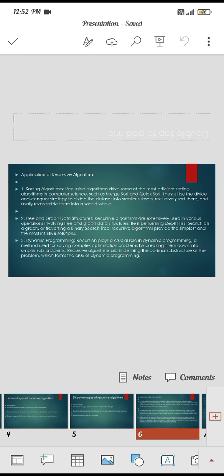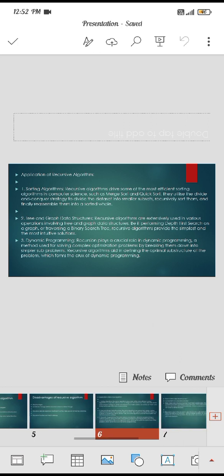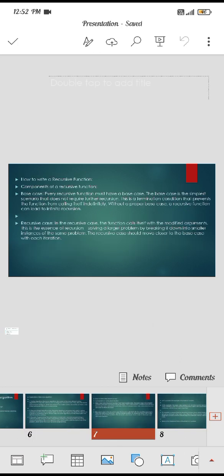Dynamic programming. Recursion plays a crucial role in dynamic programming, a method used for solving complex optimization problems by breaking them into simpler subproblems. Recursive algorithms aid in defining the optimal structure of the problem, which helps perform the correct dynamic programming. How to write a recursive function.